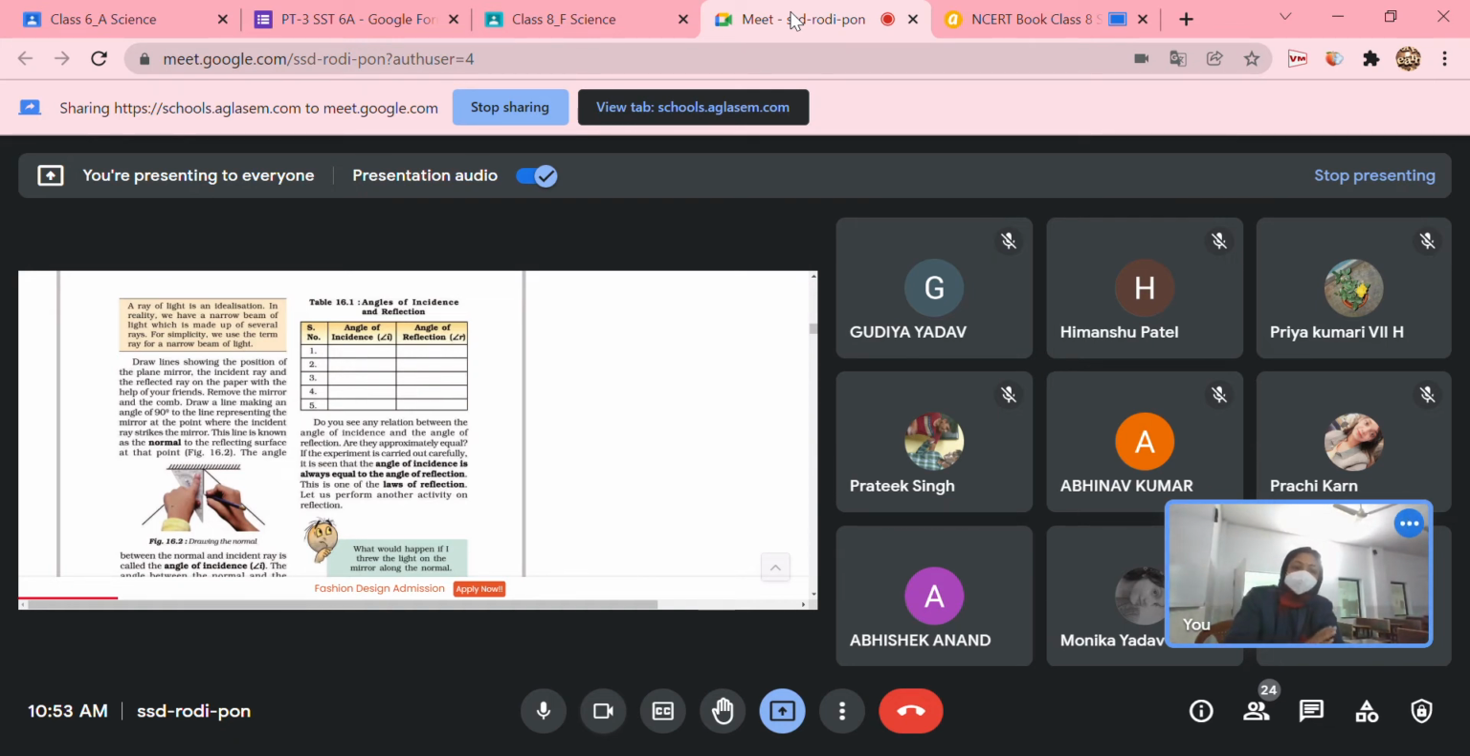You will read the next page. "A ray of light is an idealization. In reality, we have a narrow beam of light, which is made up of several rays. For simplicity, we use the term ray for a narrow beam of light."